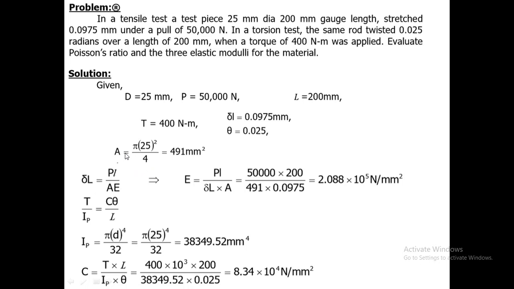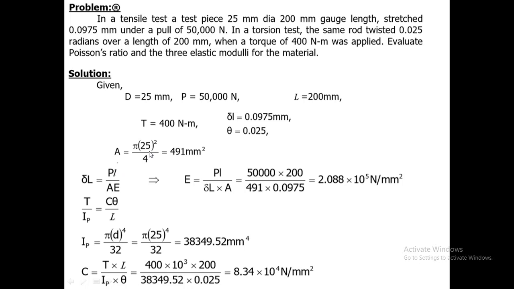Once we know the area, the elongation is given here, 0.0975. So this is not strain, it is elongation, the change in length, delta L. For the elongation formula, we know that delta L is PL by AE.